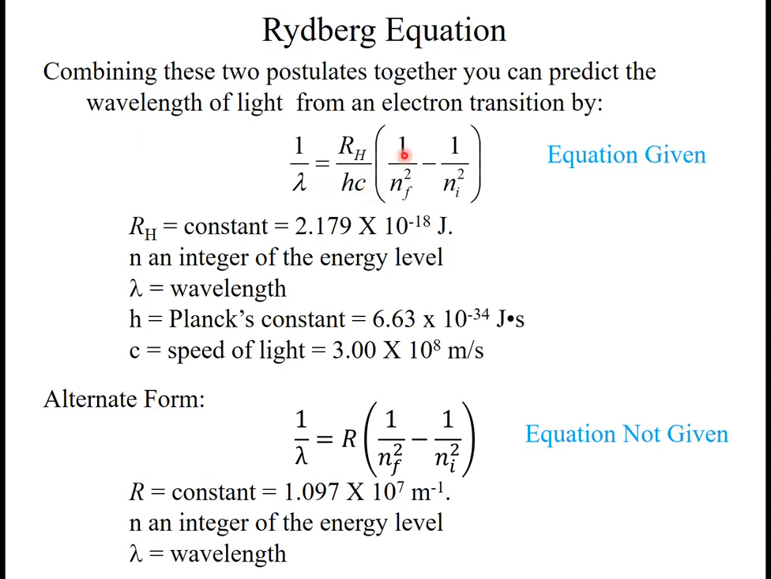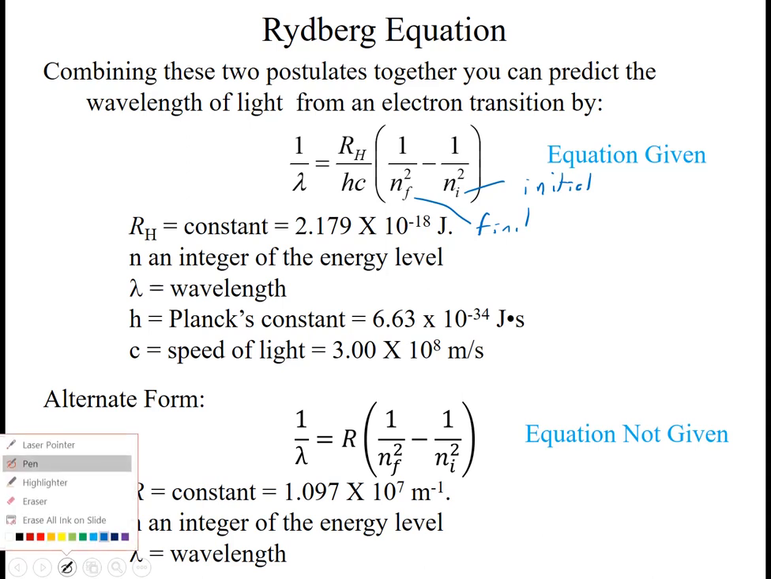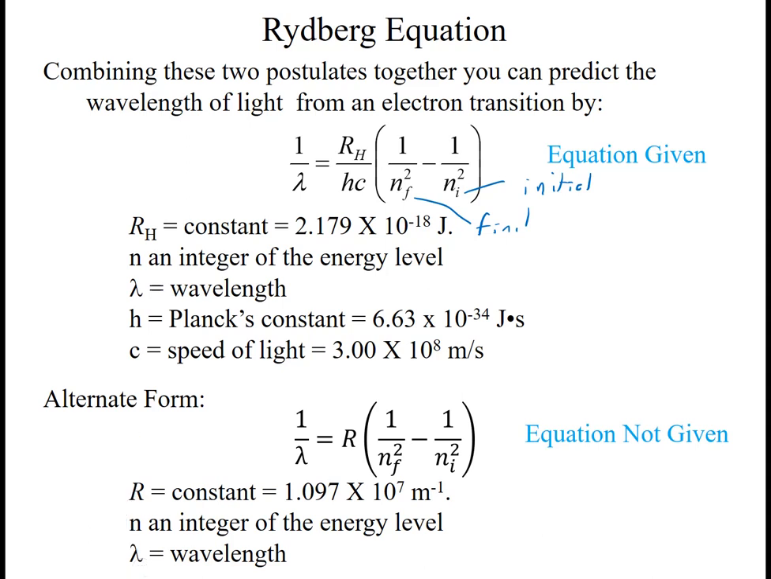This is multiplied by 1 over the final electron level squared minus 1 over the initial electron level squared. F is for final, i is for initial. It's not the first time we've seen that. This one's final, this one is initial. Now this is the equation given, but these three things right here are constant.